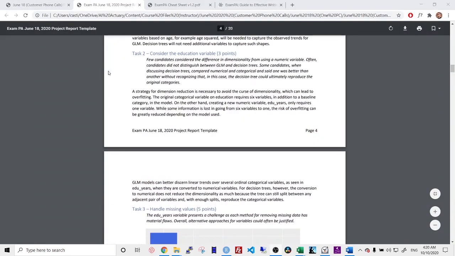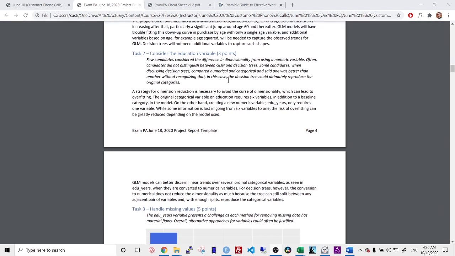Few candidates consider the difference in dimensionality from using a numeric variable. Often candidates did not distinguish between GLM and decision trees. Some candidates, when discussing decision trees, compared numeric and categorical and said that one was better than another without recognizing that, in this case, the decision tree could ultimately reproduce the original categories.